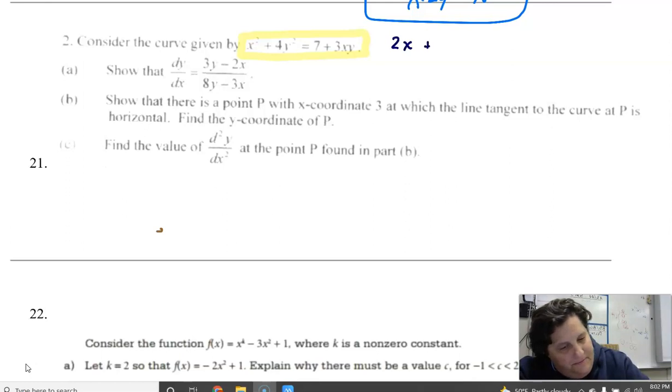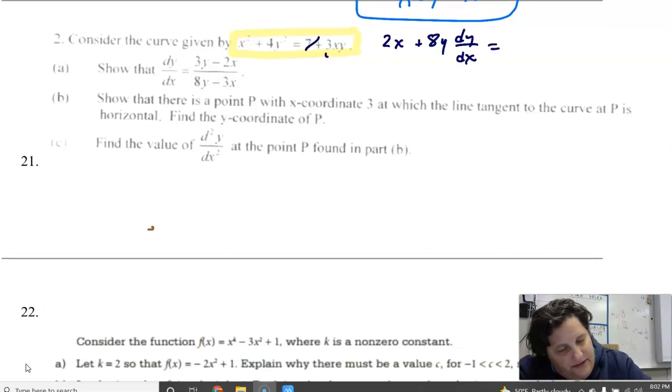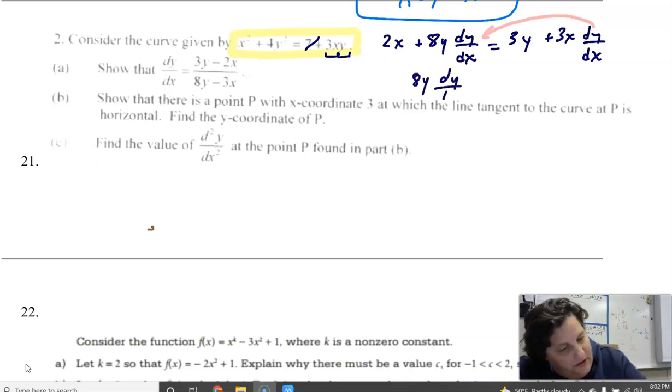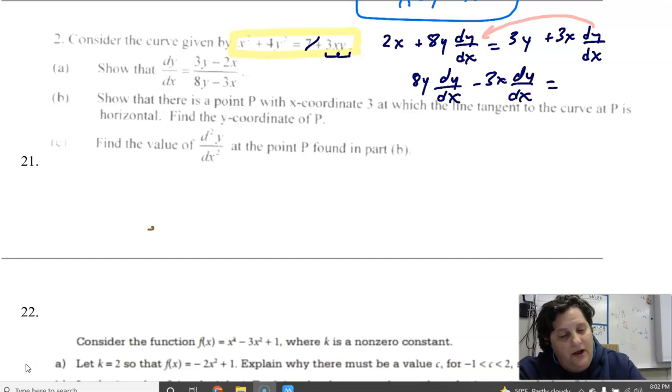So 2x plus 8y dy dx. Derivative of 7 is 0, and then here I want to do a product rule, right? Derivative of the first times the second, and then the first times the derivative of the second. Now remember, what we want to do is get everything with a dy dx on one side. So on this side, I'm going to have 8y dy dx minus 3x dy dx, and anything without a dy dx on that side. So the 3y will stay here, but minus 2x will join it.